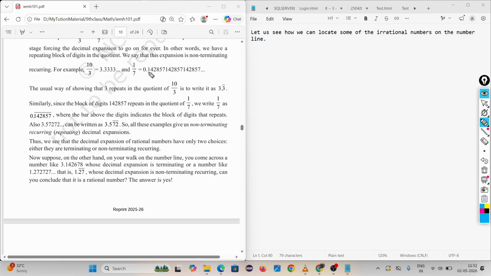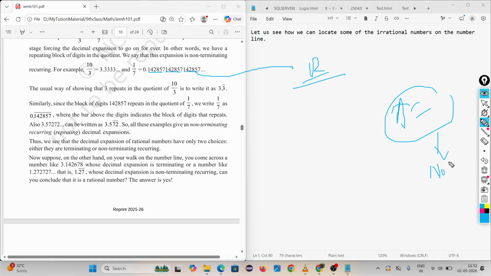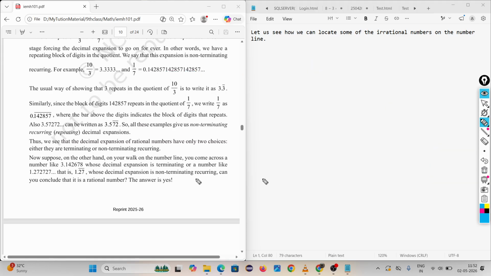Here also look, 142857 is also recurring. But if you look at the pi value, it is non-recurring. How do you write 1.2857? Put a bar, where the bar above the digits indicates the block of digits that repeats. This bar represents the block of digits or the single digit that repeats.